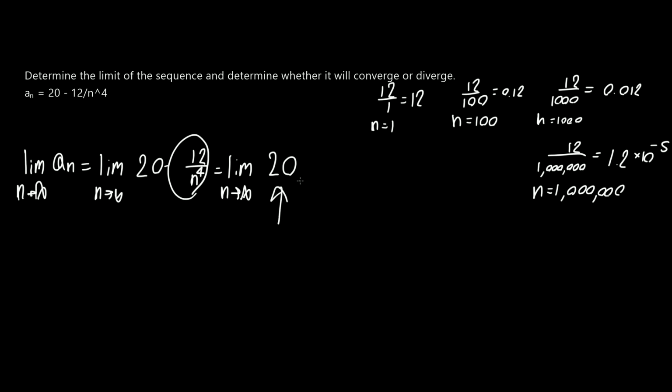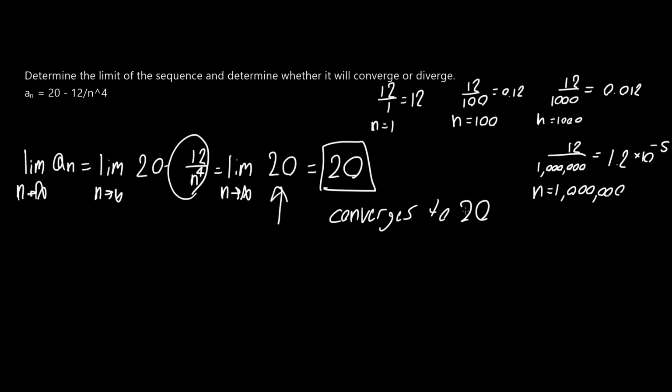Kind of like the last problem where we had the limit as n approaches infinity for 5, we have a single constant here. So it's going to remain at 20 for the most part. So we can say that this sequence a sub n will be converging to 20. It converges to 20. And that's your answer for this problem.